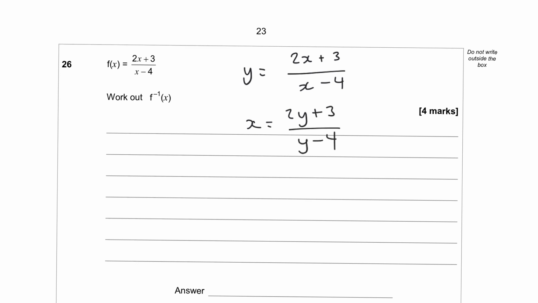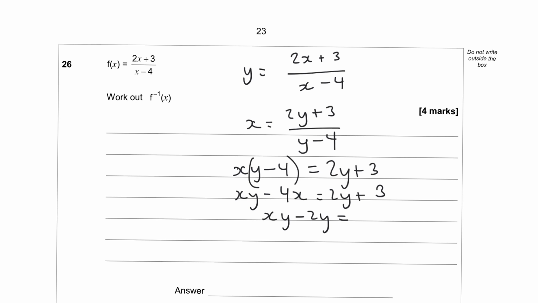So now that we have this, we need to rearrange this to make it y is equal to. And that's the same as working out the inverse, aka f minus 1 x. So let's do that. First things first, we're going to multiply both sides by y minus 4. And that's going to be like this, 2y plus 3. So expand the brackets, that will be xy minus 4x is equal to 2y plus 3. Collect the y's to one side, collect everything else to the other. So then that will be xy minus 2y is equal to 4x plus 3.